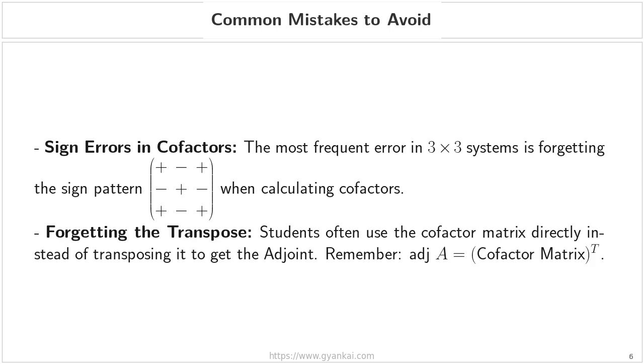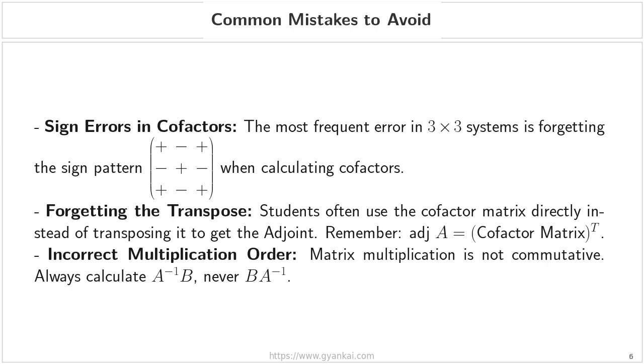Second, please be careful not to forget the transpose step. A very common mistake is to find the matrix of cofactors and stop there. But remember, to get the adjoint, you must transpose that cofactor matrix. You must turn your rows into columns. Always keep in mind that the adjoint of A equals the transpose of the cofactor matrix.